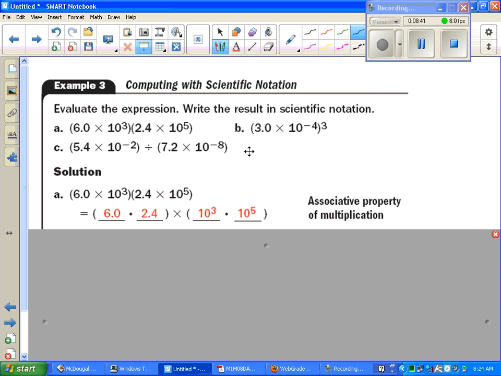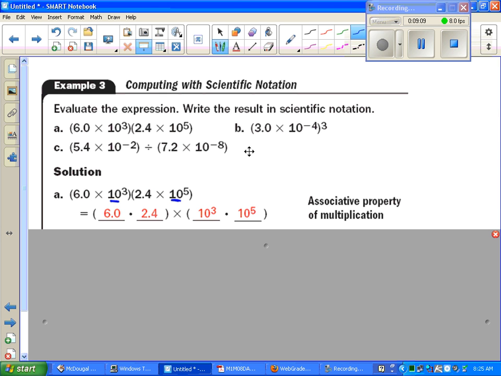And example number 3 has 3 separate problems. Notice this is going back to using multiplying and dividing the same bases from Monday and then from last week. 6.0 times 10 to the third times 2.4 times 10 to the fifth. So written just like that. Notice times 10 to the third and times 10 to the fifth are the same bases. So when you're multiplying the same bases, you could add them up.